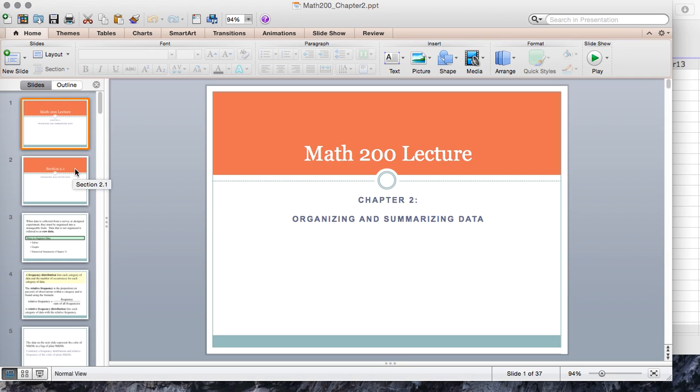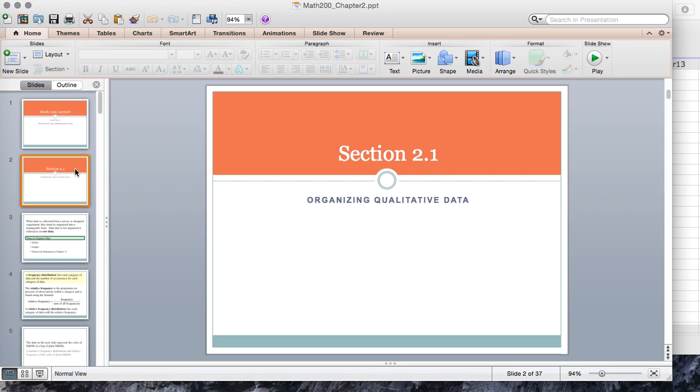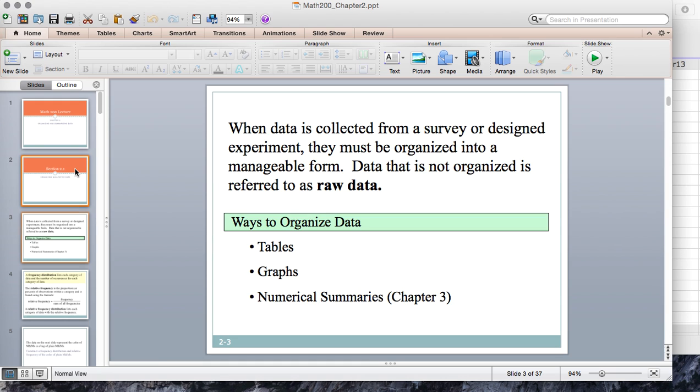So chapter 2 is all about organizing and summarizing your data. We're going to start with section 2.1, which talks about organizing qualitative data. Now you guys learned about qualitative data from chapter 1, so we're going to talk a little differently about quantitative and qualitative data. So let's start with qualitative data.